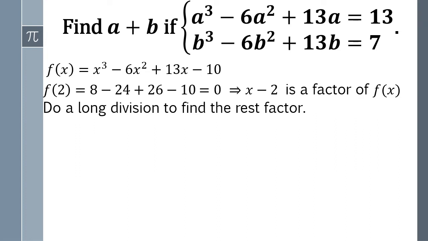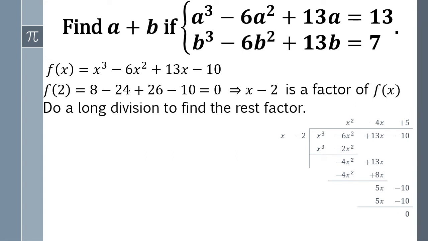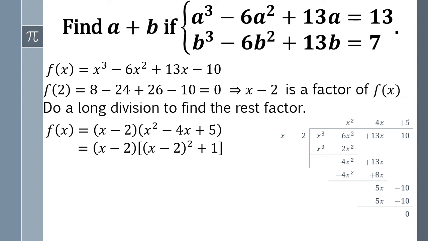Here is the process of doing the long division. I'm posting it here, but I'm not going to repeat it. You can take a look if you are interested. So in conclusion, f(x) equals (x minus 2) times (x squared minus 4x plus 5). And the latter factor can be further written as (x minus 2) squared plus 1.